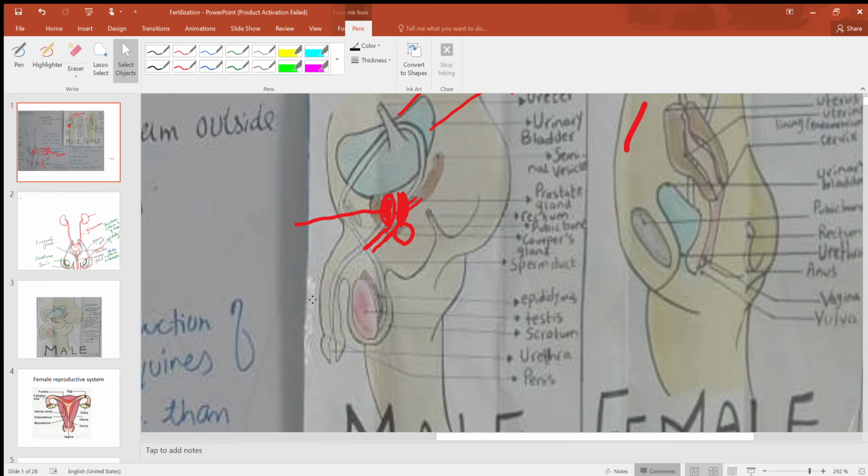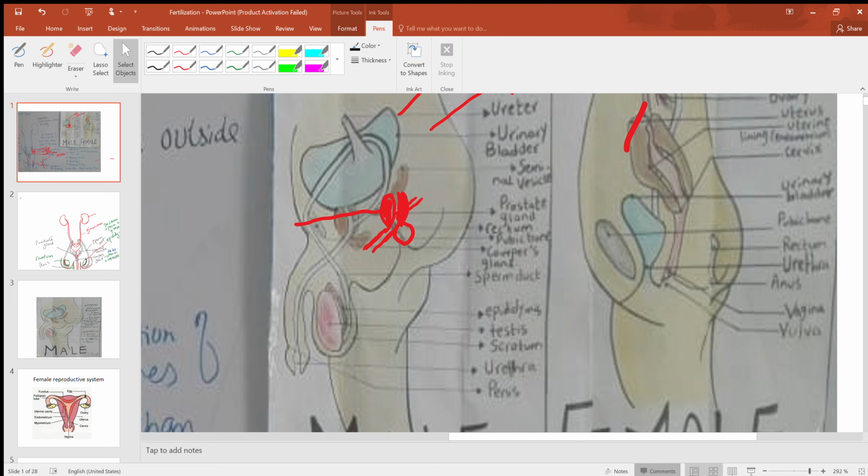Now, this structure is known as the penis, and what is the function of the penis? The penis is an erectile organ through which urine and sperm pass out. As it contains erectile tissue and blood-filled spaces, when these spaces get filled with blood, the penis gets erected, ready for ejaculation. Clear?